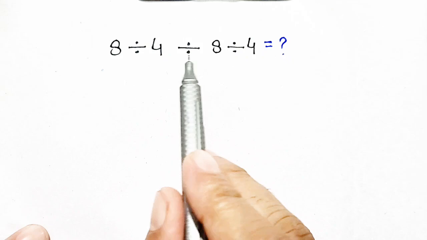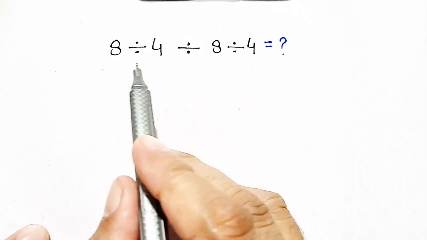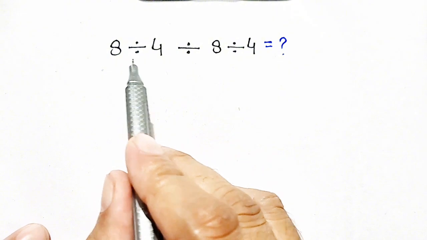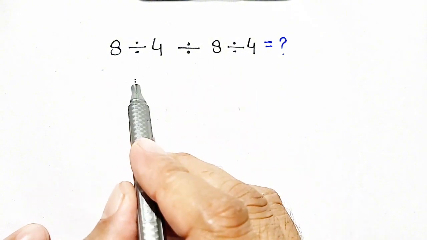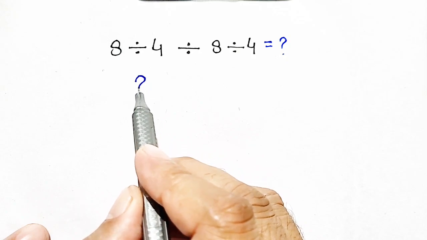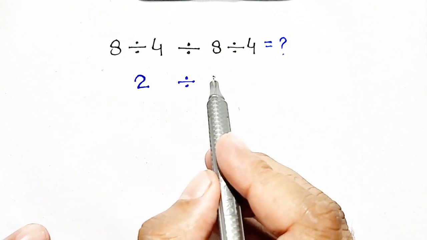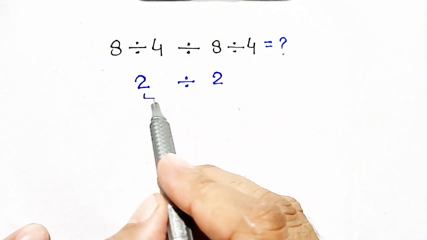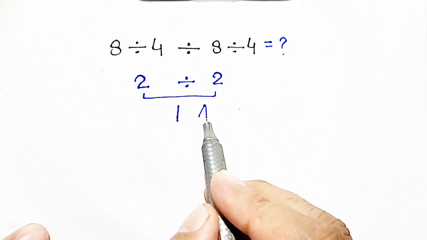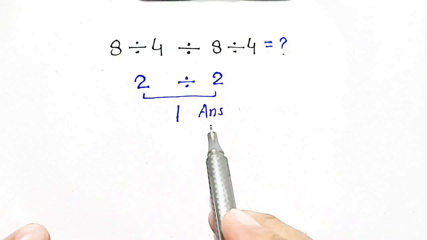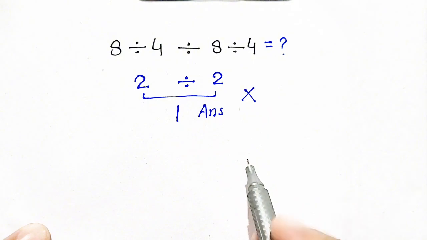8 divided by 4 divided by 8 divided by 4. Mostly the people will solve such type of question in the way 8 divided by 4 is equal to 2, divided by 8 divided by 4. It is also equal to 2. So 2 divided by 2 will be equal to 1. And 1 will be their answer. But remember that this method is not correct.